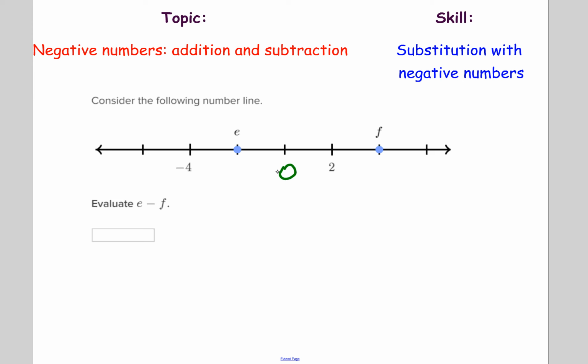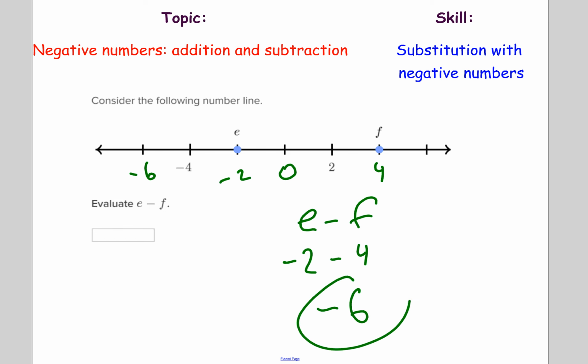So this is 0. This is negative 2. We don't really, negative 4. We could put negative 6 here. We don't really need it for this problem. Counting by 2 up, this would be 2. This would be 4. So E minus F, well, E is negative 2 minus F is 4. So we have negative 2 minus 4, or negative 2 and negative 4, which gives us our answer of negative 6. Let's go to the next one.